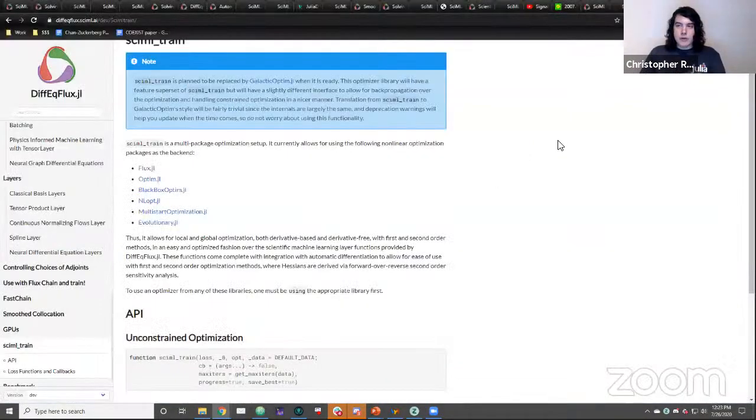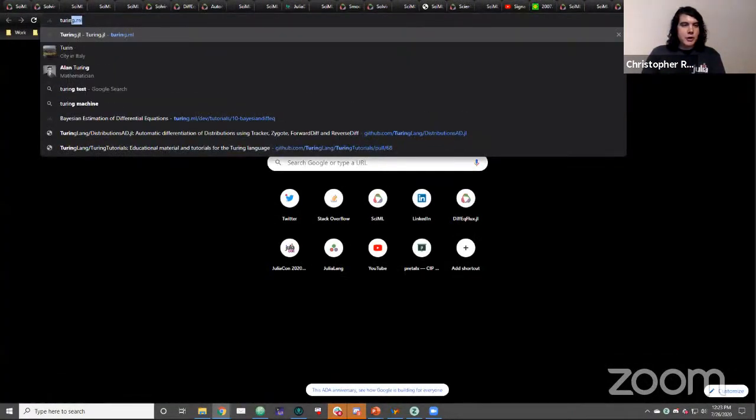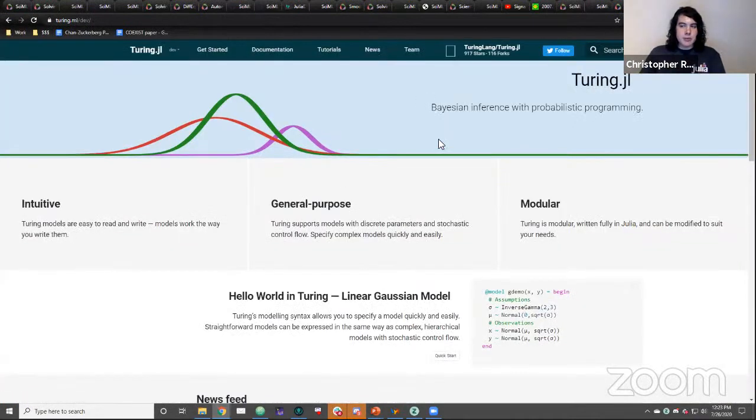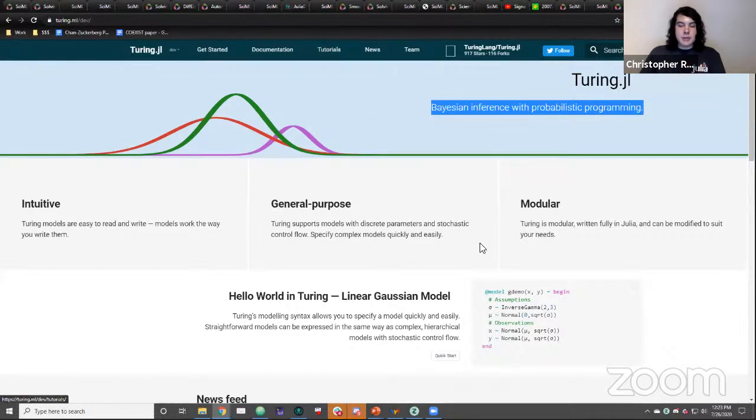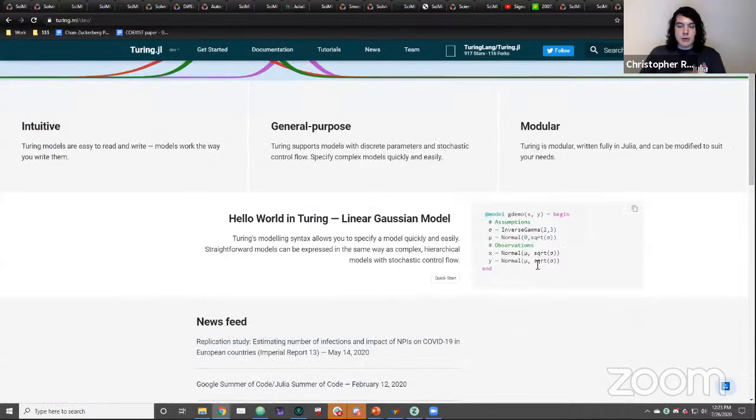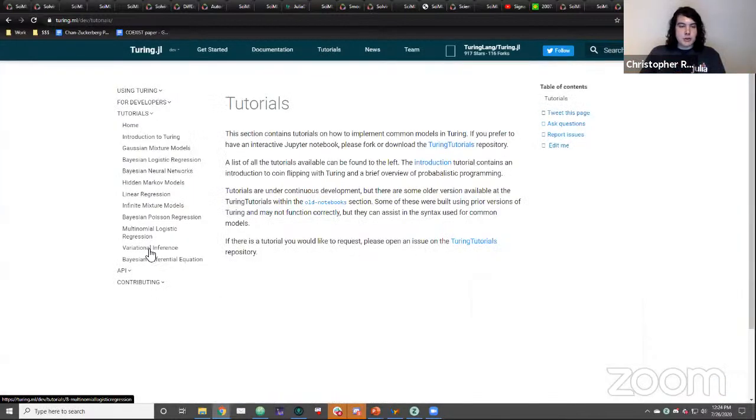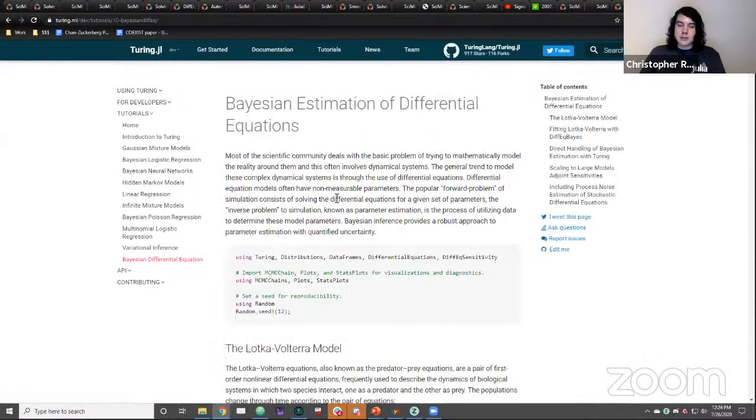So for this next tutorial, if you want to be able to reference it in the near future, go to Turing.ml. Turing.ml is a Bayesian inference and probabilistic programming language for the Julia programming language. Basically, you can define models in this which utilize anything that is a Julia program that you can differentiate through. Here in the tutorials, there is this Lotka-Volterra example for Bayesian estimation. This is where you'd find this information. Just go to Turing.ml and look at the tutorials.